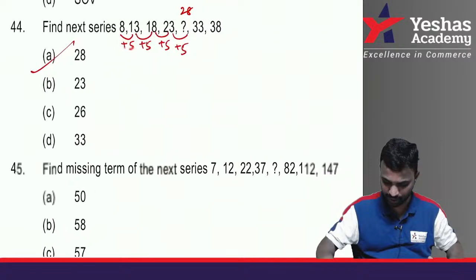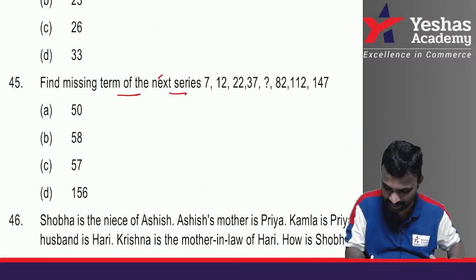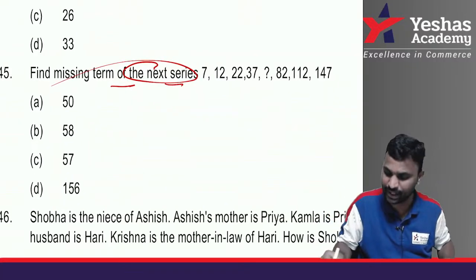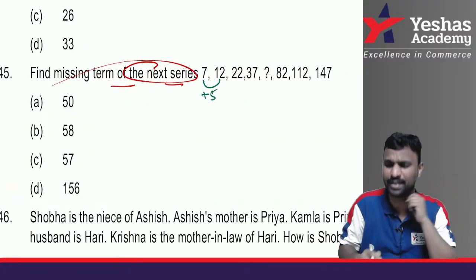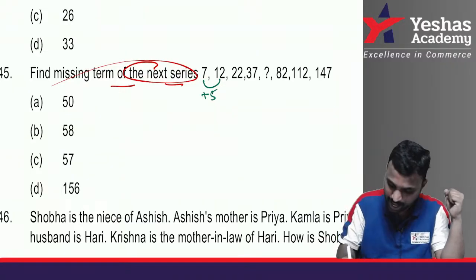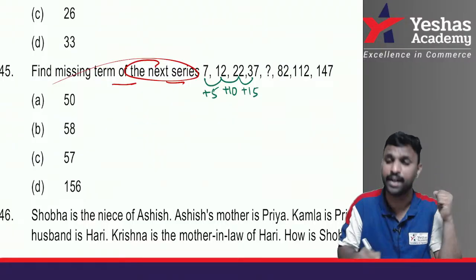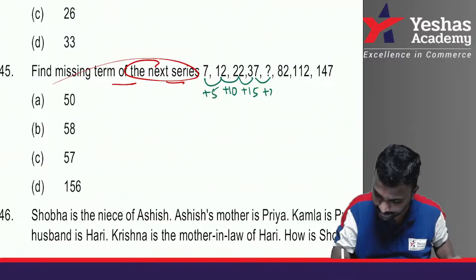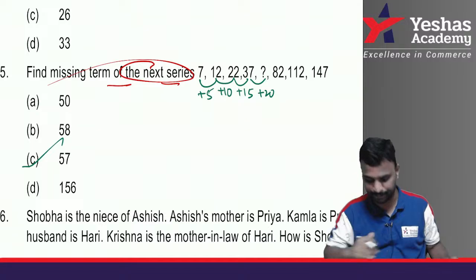Guys, next question, the 45th one. Find the missing term of the series. Actually, there's a mistake in the framing of the question. Guys, 7 to 12, it is plus 5, because numbers are not increasing by large amounts. Definitely it's going to be the addition pattern. 12 plus what is 22? 10. 22 plus what is 37? 15. So every difference is increasing by 5. The next difference is going to be 20. 37 plus 20 is 57, which is the right answer.